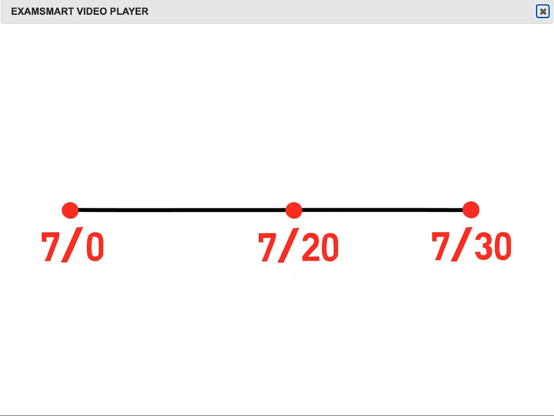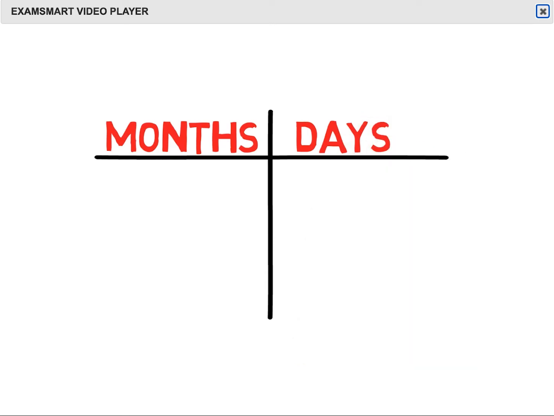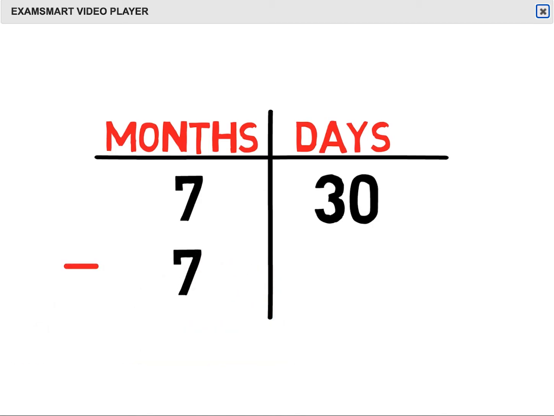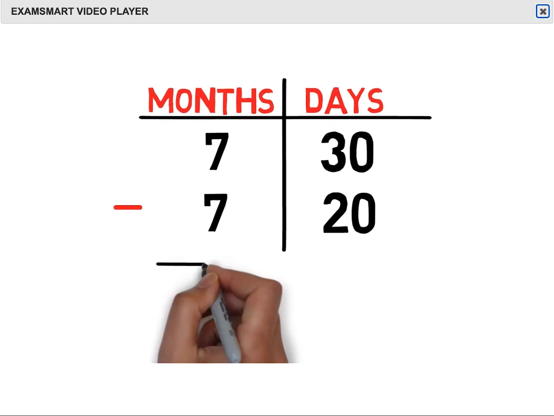The buyer will owe interest from the closing date of July 20th to the end of the current month, which will be July 30th. So let's set up our columns for months and days. We always subtract the earlier date from the later date. So the first entry under the months will be 7 for July, and then 30 under the day column for July 30th. Below that, we'll subtract from that July, the number 7, and the days will be the number 20 for July 20th. So we have July 30th minus July 20th.